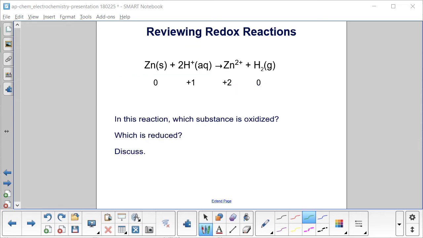Let's bring back our previous example reaction that we've already assigned oxidation numbers to. Now we want to answer the question, in this reaction, which substance is oxidized and which is reduced? So take a minute to think about it, write down a couple thoughts, and then I'll advance the slide forward so that we can see.